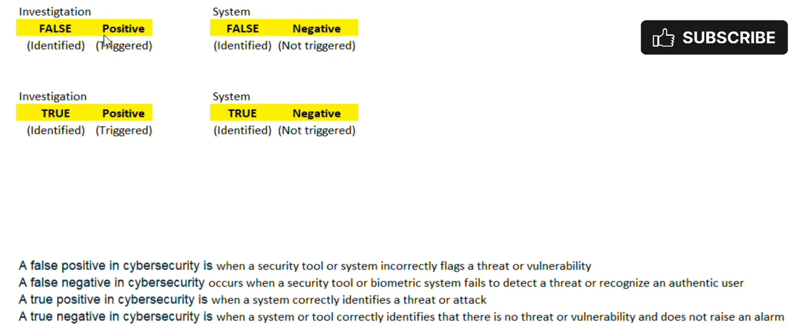Now I'm going to explain false negative. As I said, negative means not trigger. Not trigger means it is something from the system or tool, identified by the system. False negative in cybersecurity occurs when a security tool or biometric system fails to detect a threat or recognize an authentic user.